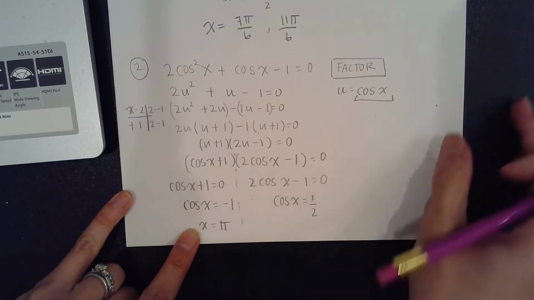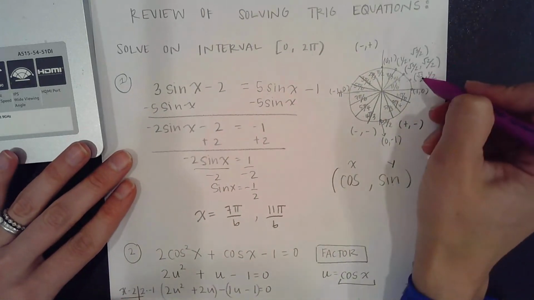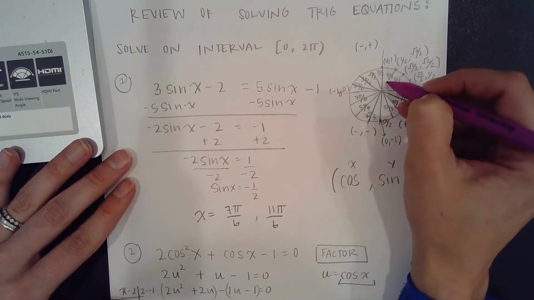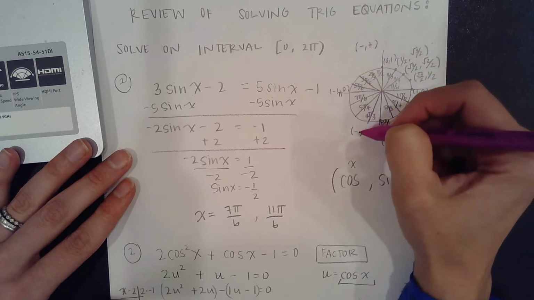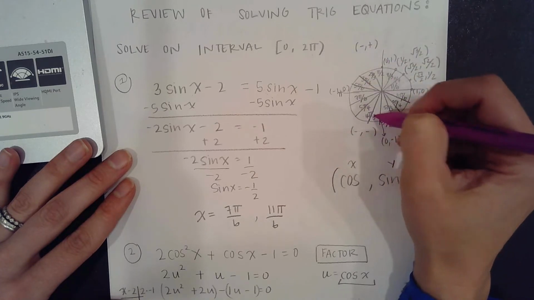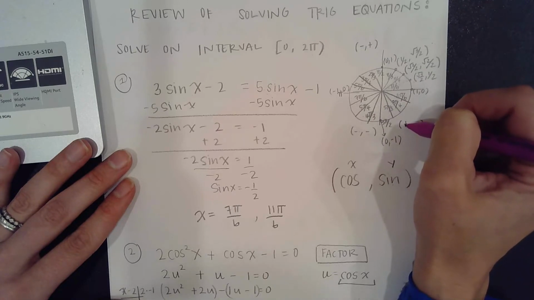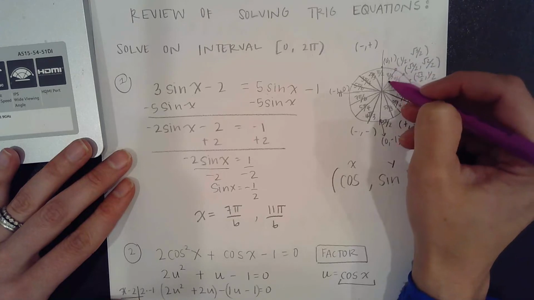Where is cosine going to be equal to 1/2? So where's your x value going to be a positive 1/2? So it's going to be a positive 1/2 here at pi over 3. Not over here because it's going to be a negative. Not over here because it's going to be a negative. But also in the fourth quadrant because it's going to be a positive here. So 5 pi over 3 and pi over 3.